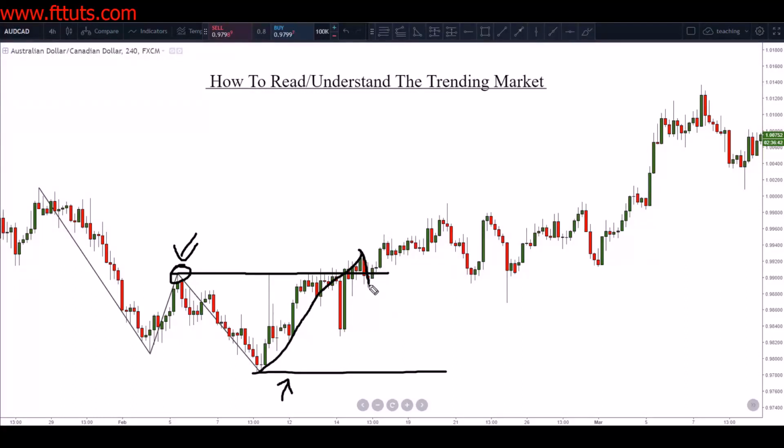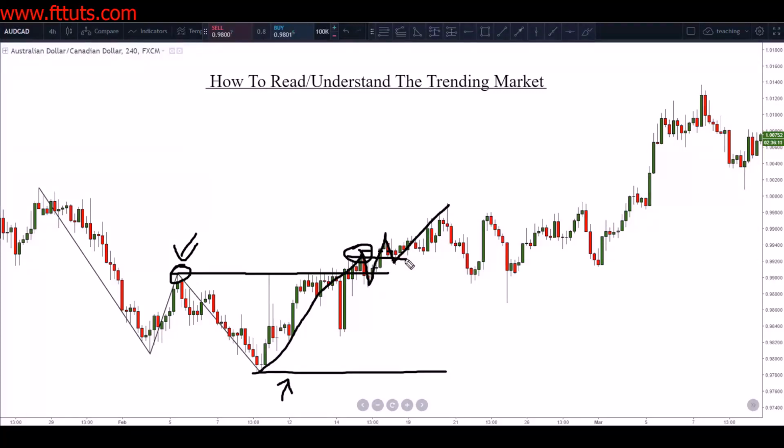Then what? Then we get this pullback and a break of structure. 1, 2, 3 move. This is our reversal scenario. We would now be looking for possible long trades pulling in to previous structure. And again, that's not really something we're going to be discussing until the advanced section of the course, but just to keep you familiar with that term, I did want to point that out. But now we have a new higher high, putting us into an uptrend, right?